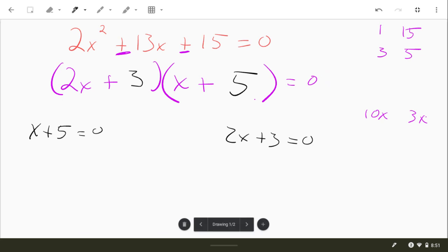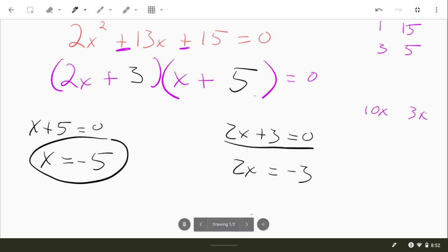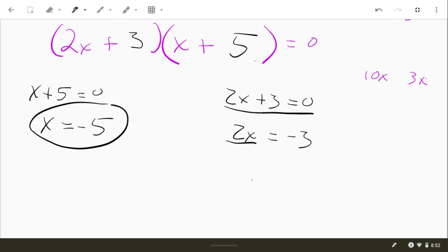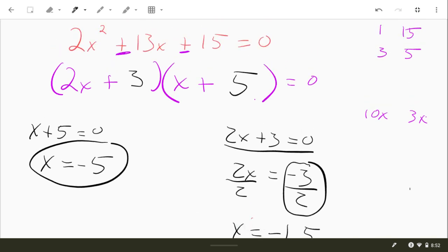The one on the left, that one's easy. You just move the 5 to the other side, and you get negative 5. For this equation, I'm going to subtract 3 from both sides. 2x equals negative 3, and then I'm going to divide by 2. So x equals negative 1.5, or as a fraction, it'd be that. All right, let's do another one.